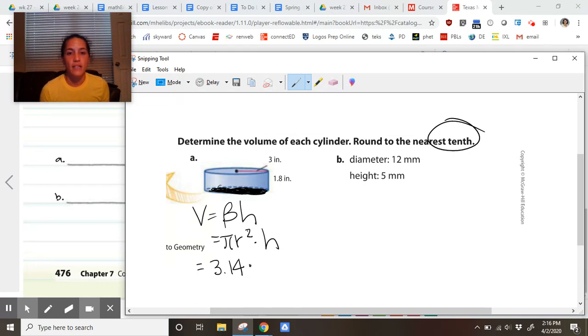The radius in this example is 3. So 3 squared times the height, which is 1.8. This is the height because that's how high the cylinder is, and the height is always the distance between the two parallel bases. The two circles are the bases. I'm going to type that into my calculator: 3.14 times 9, since 3 squared is 9, times 1.8. And I get 50.868. I hope you're doing this.